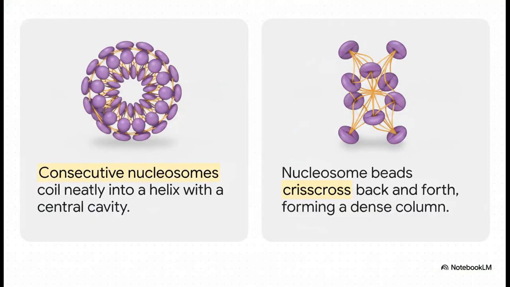Let's break these down. In the solenoid model, consecutive nucleosomes coil neatly into a helix, forming a central cavity, kind of like a hollow spring, with about 6 nucleosomes making up a single turn of the coil. On the other hand, the zigzag model suggests that the nucleosome beads crisscross back and forth, with a linker DNA passing right through the central axis, resulting in a denser, interwoven column. Either way, they both solve the exact same problem, taking that linear nucleosome chain and drastically shrinking its physical footprint.